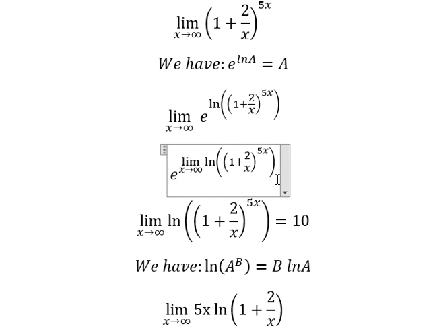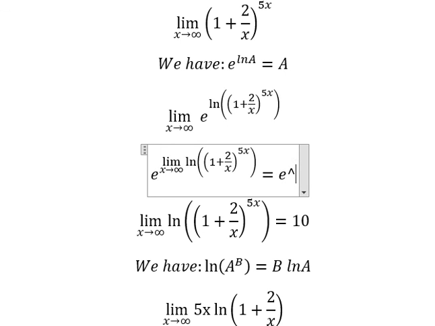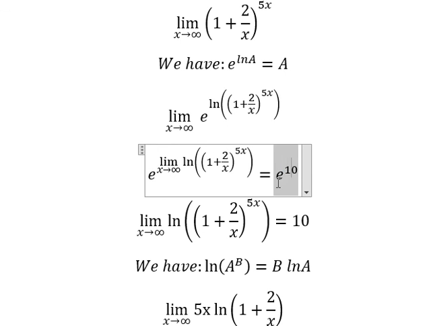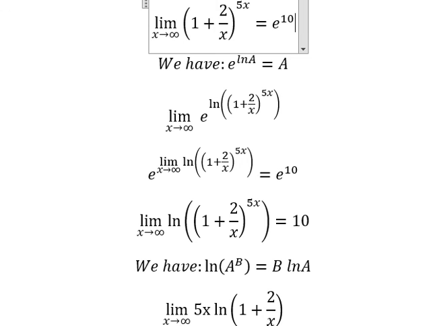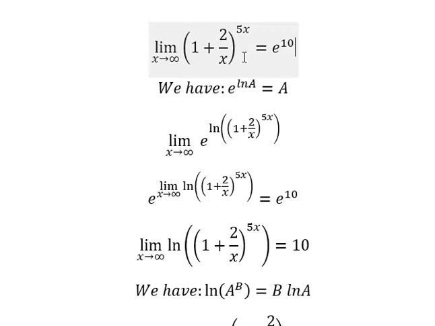So that means for this one, you got about e to the power of 10. And this one is equal to this one. And this is the final answer.